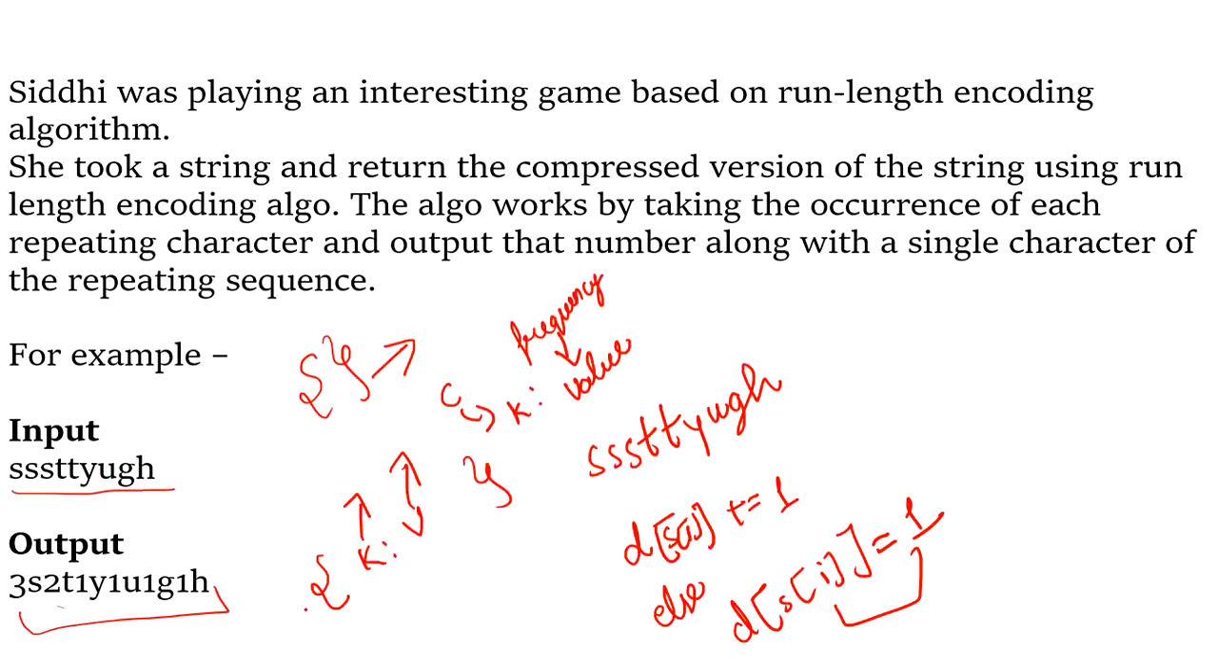Next, what we can do is simply go through the key and value pairs of the dictionary, and first print the value, then the key, right? So this is what we can do. So it is a pretty easy problem. Let us see the implementation to make it more clear.